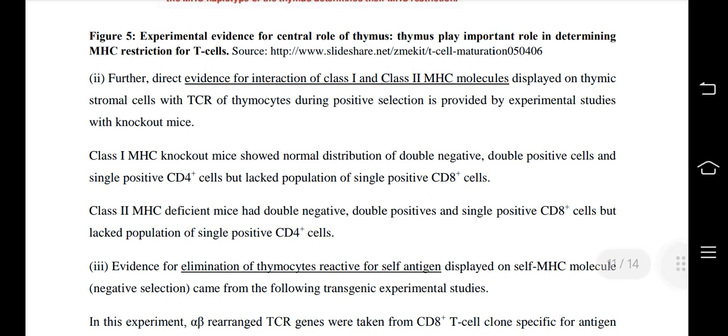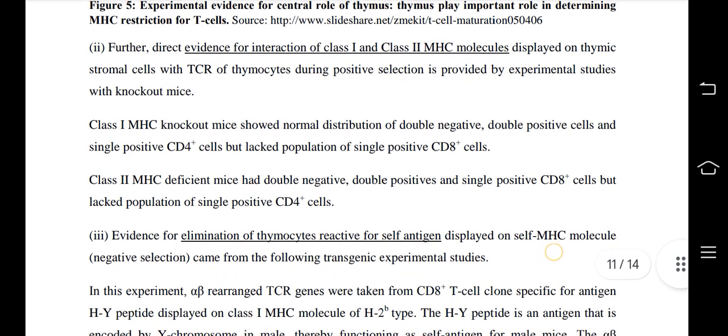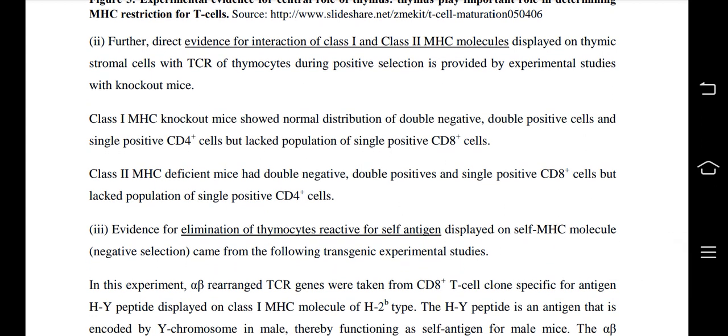Further, direct evidence for interaction of class 1 and class 2 MHC molecules displayed on thymic stromal cells with TCR of thymocytes during positive selection is provided by experimental studies in knockout mice. Class 1 MHC knockout mice showed a normal distribution of double negative, double positive cells and single positive CD4 plus cells, but lacked a population of single positive CD8 plus cells. Class 2 MHC deficient mice had double negative, double positive and single positive CD8 plus cells, but lacked a population of single positive CD4 plus cells.